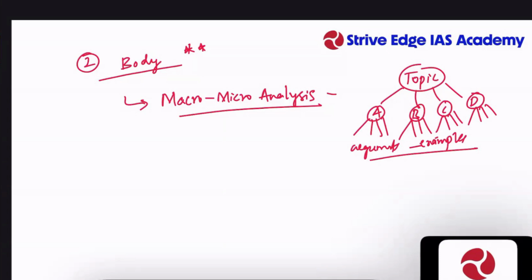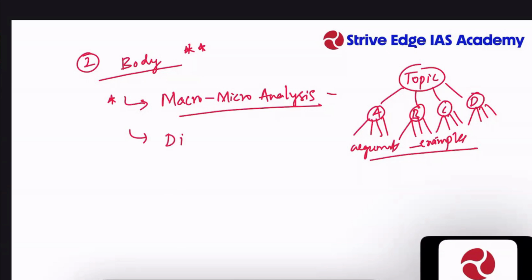If you are able to understand this, you will have the basic thoughts in your mind that will be flowing naturally into your essay writing. So that is how you will be having. This is one of the simple and most used important methods, the macro and micro analysis.